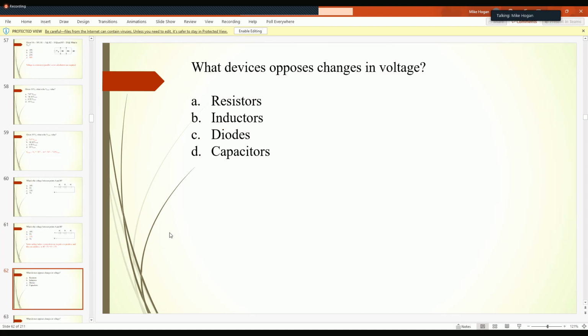What device opposes changes in voltage? Resistors. Okay, now resistors oppose current, right? They oppose current flow at all times. If it's steady, they still oppose current, right? So it wasn't resistors. Capacitors. Remember those capacitors, they charge up to a certain voltage and they hold that voltage. And then whenever the voltage changes, they will actually discharge to try to maintain the same voltage. So absolutely.